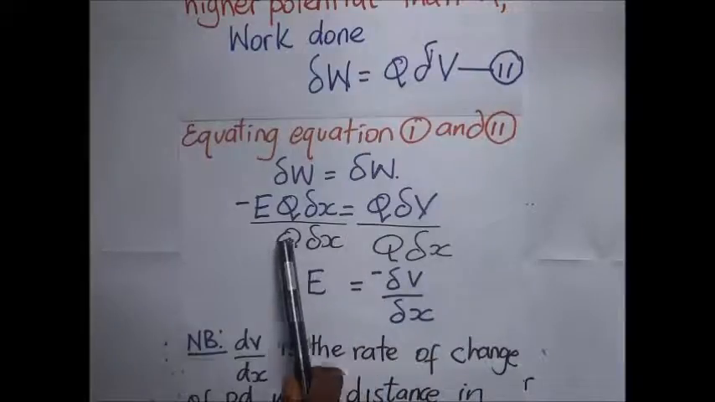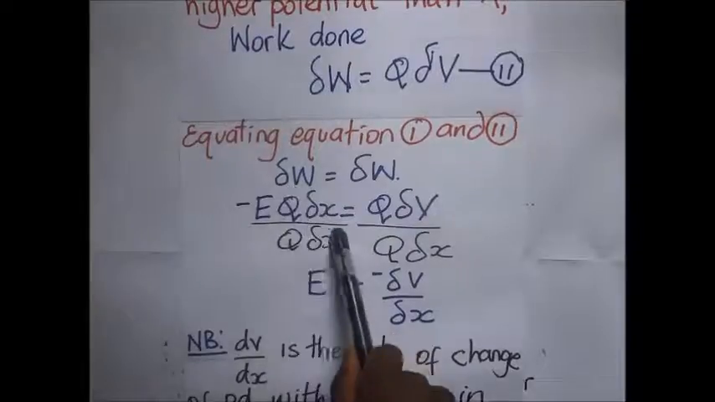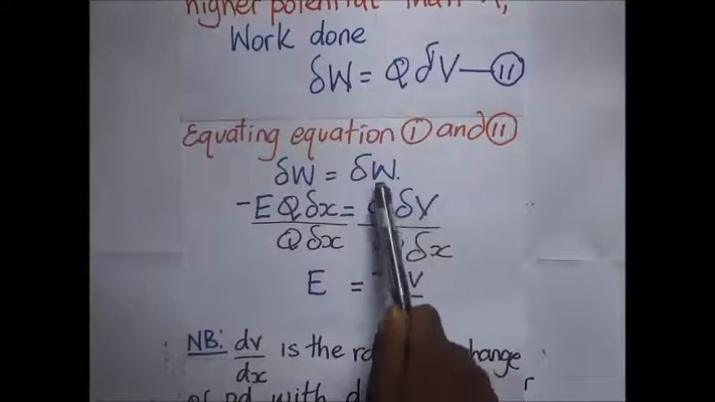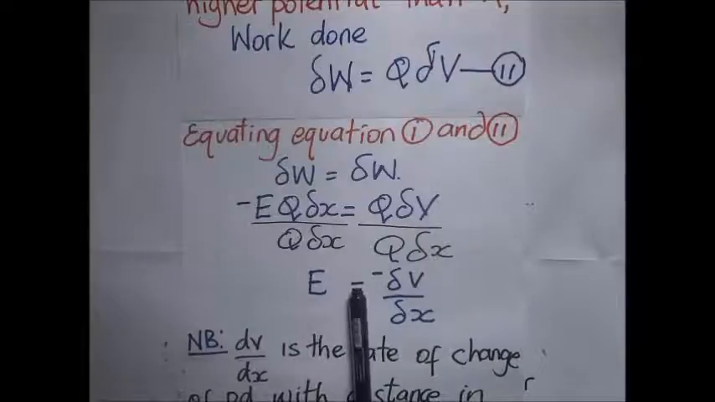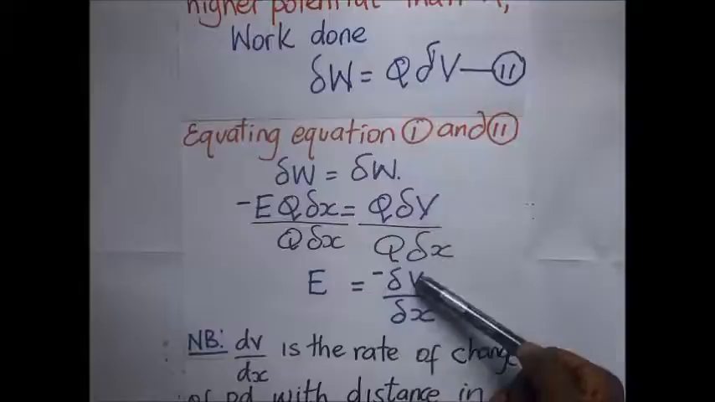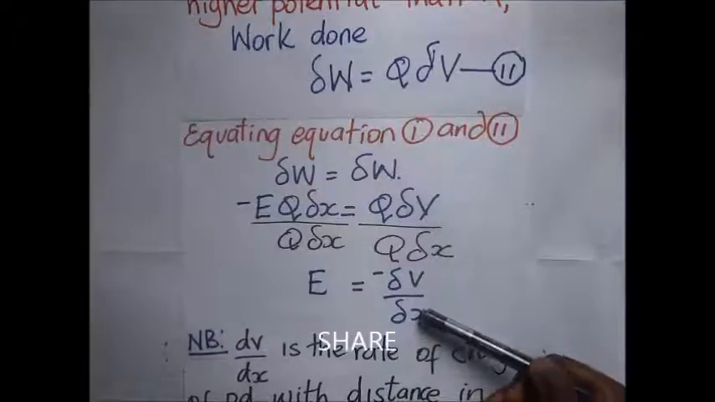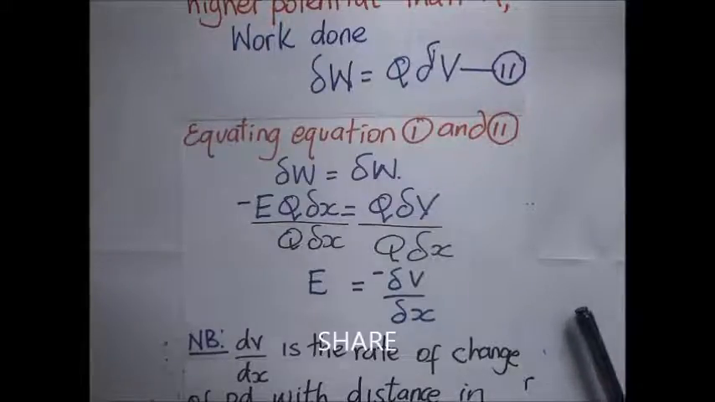And if you divide both sides here by Q times dx, the Q and dx cancel on one side, and the dV remains. You remain with our intensity as being equal to change in V over change in x, change in potential difference over change in distance. So this is the relationship that exists between electric field intensity and potential difference.